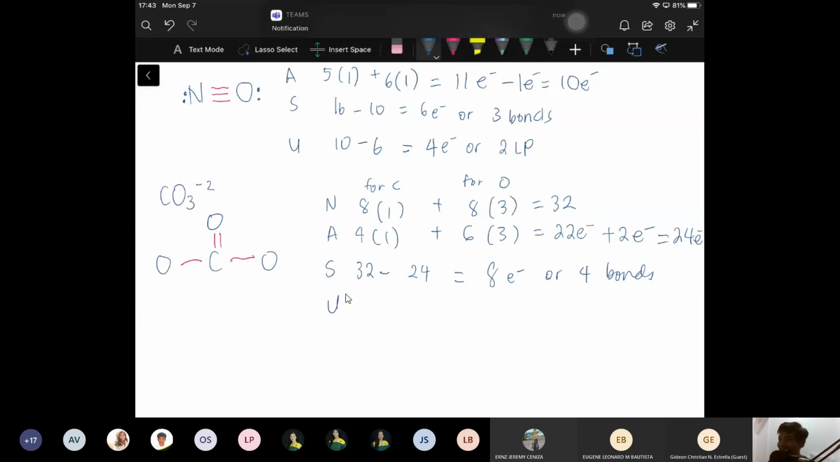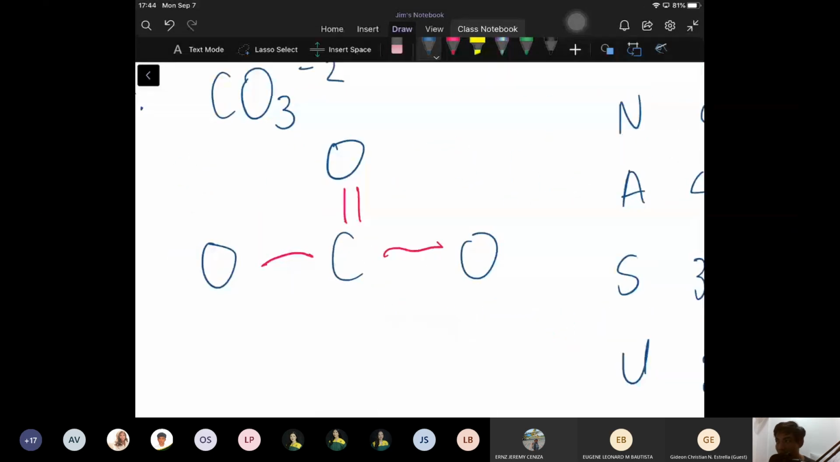Yung mga unshared, yan ay A minus S, no? So, that's 24 minus 8. 8, 16, 24. 16 electrons or ilang lone pairs? 8 lone pairs, no? So, we're going to distribute the 8 lone pairs. And take note, no, that magpo-follow pa rin tayo ng Octet Rule when we distribute the 8 electrons.